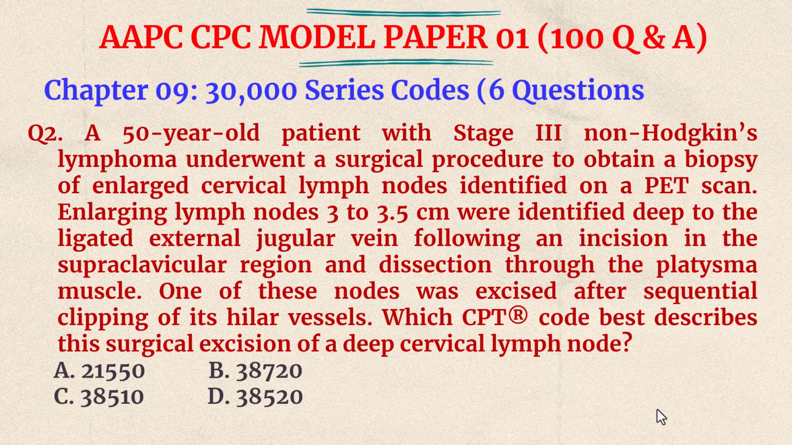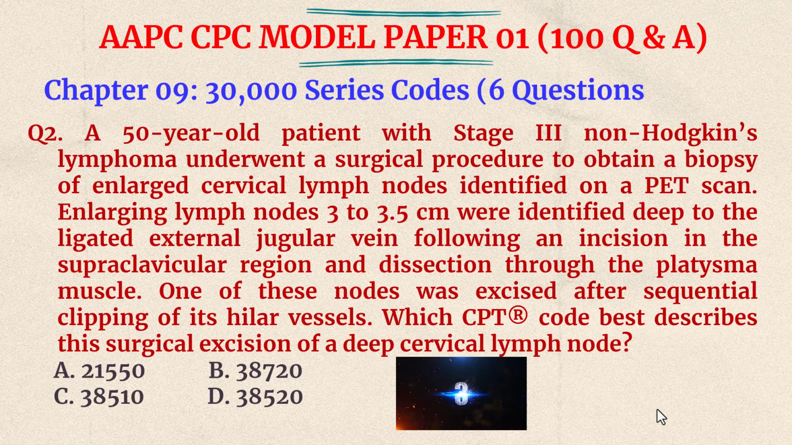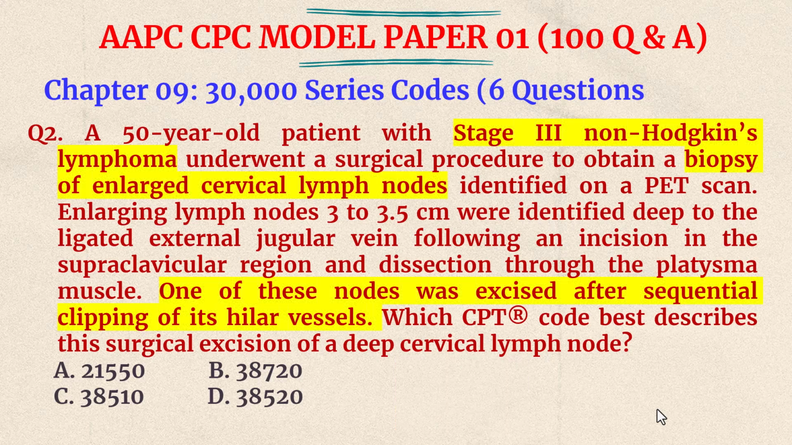So there are 4 CPT codes from 20,000 and 30,000. So please pause the video for a few seconds, take your CPT code book and find the answer. 3, 2, 1. Okay, in this case, you have to highlight this is stage 3 non-Hodgkin lymphoma and biopsy of enlarged cervical lymph nodes done. So here the biopsy, one of these nodes, not all, only one of these nodes was excised after sequential clipping of its hilar vessels. So here you can see 21550, other codes are 38720, 510 and 520.